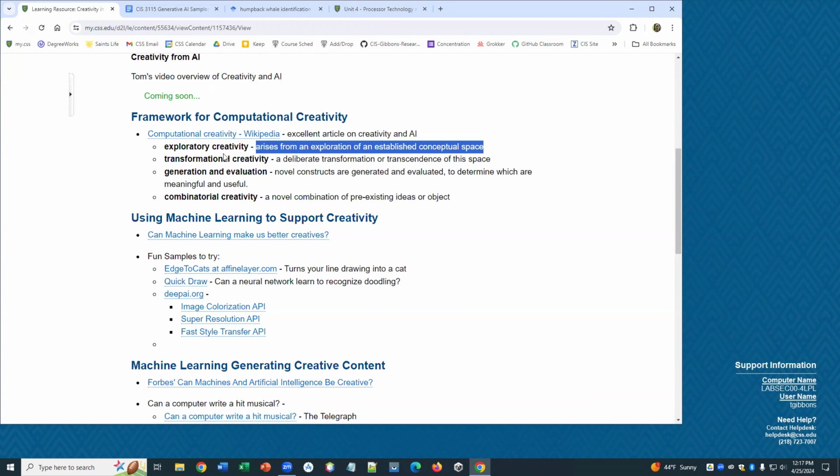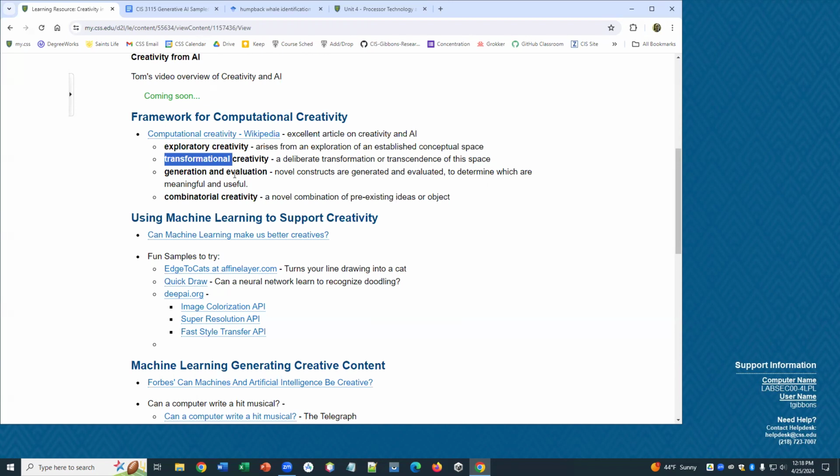Now, transformational creativity is what I would say takes you out of that. You're not just exploring one space, you're trying to get out of that space. Like they say, transformers transcend a space. So you might be working in one area and you really want to push the boundaries of what's in that space. And again, some of you might argue that AI might be good at exploratory creativity, but not so much at this transformational creativity.